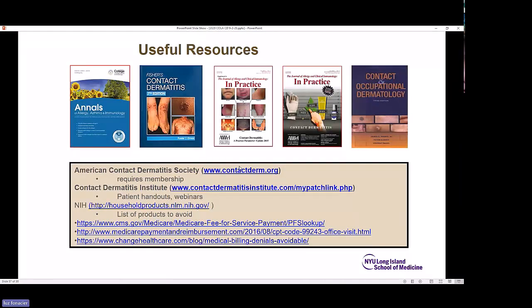We just published in the Annals, I think last year, on the more common contact allergens. And then you have the contact dermatitis group. And of course, we have the practice parameters.